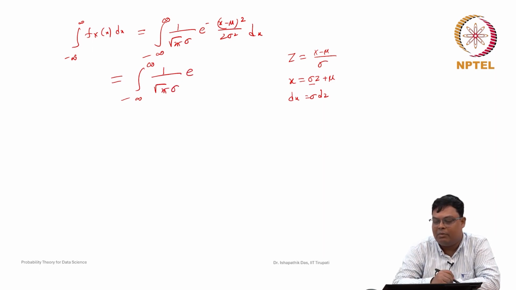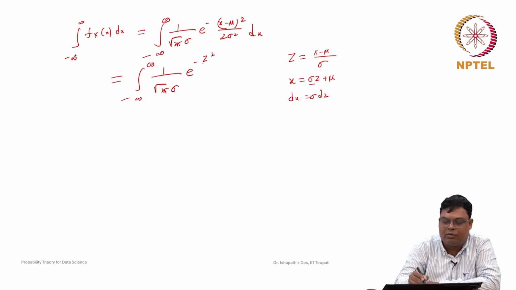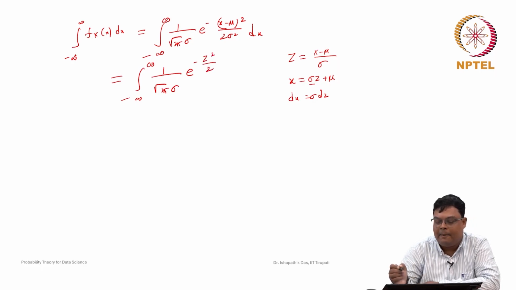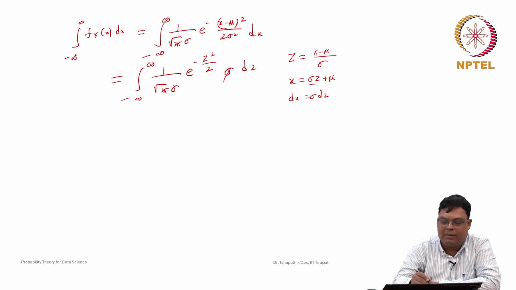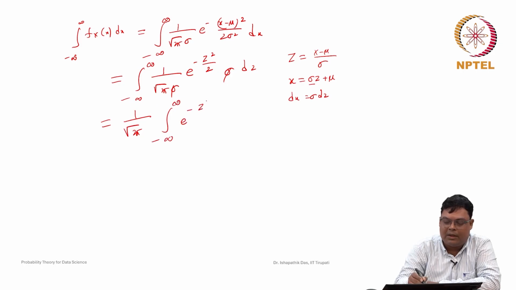So, x minus mu by sigma, so e to the power of minus z square by 2, and then dx is equal to sigma dz. So this sigma is cancelled. So it is 1 by root 2 pi e to the power of minus z square by 2. So this is nothing but 1 by root 2 pi integral from minus infinity to plus infinity of e to the power of minus z square by 2 dz.